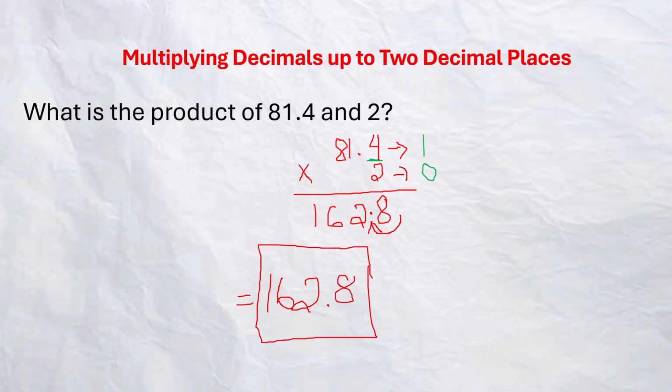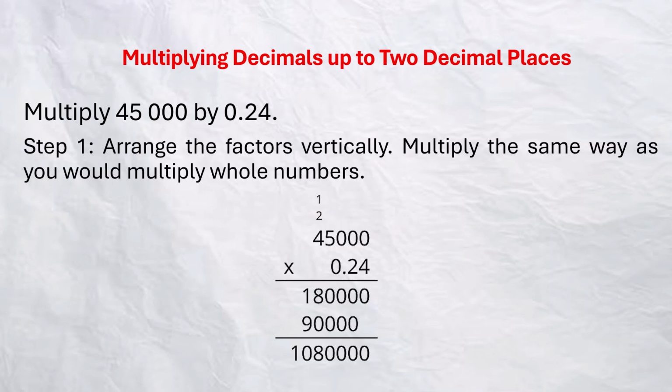162.8. Next, multiply 45,000 by 0.24. So step 1, arrange the factors vertically. Multiply the same way as you would multiply whole numbers. So we have 45,000 multiplied by 0.24.